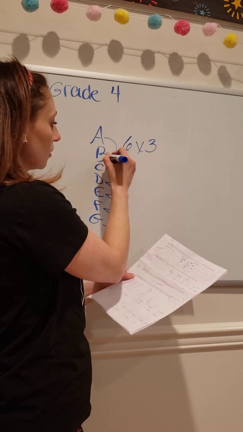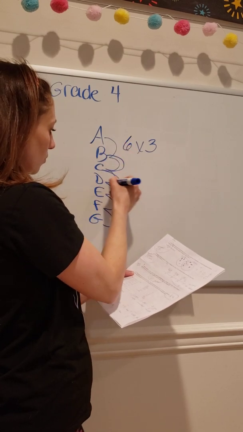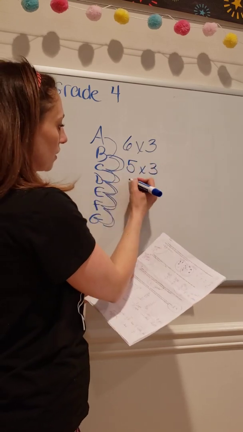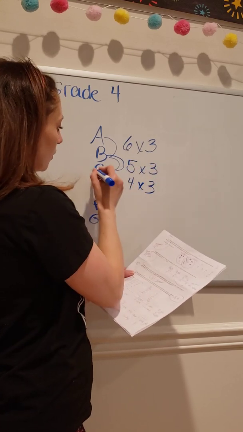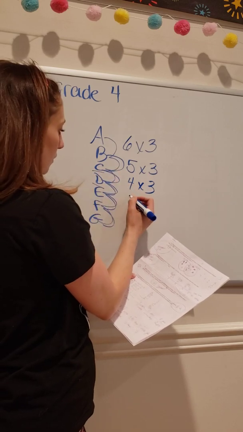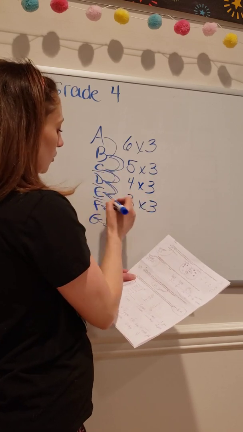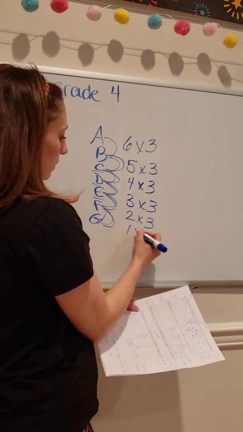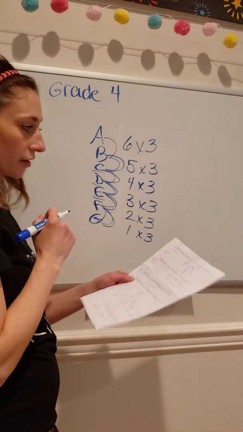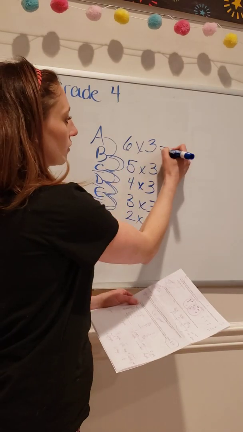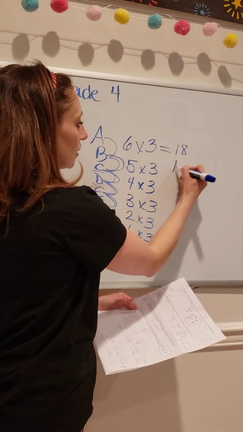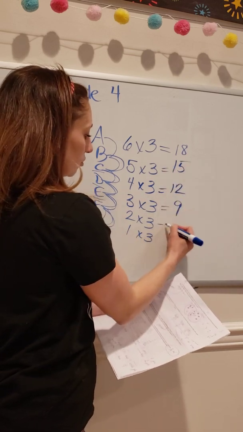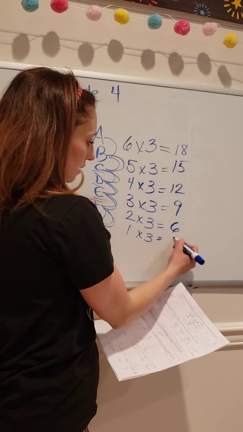Then Bonnie is going to play games with 5 other people, and she's going to play 3 games. Then 4 games for this person, 3 games for that person, 2 games for that person, and 1 game for those people. So that way everybody plays each other. Now I'm going to multiply each of these. 6 times 3 is 18, 5 times 3 is 15, 4 times 3 is 12, 3 times 3 is 9, 2 times 3 is 6, and 1 times 3 is 3.